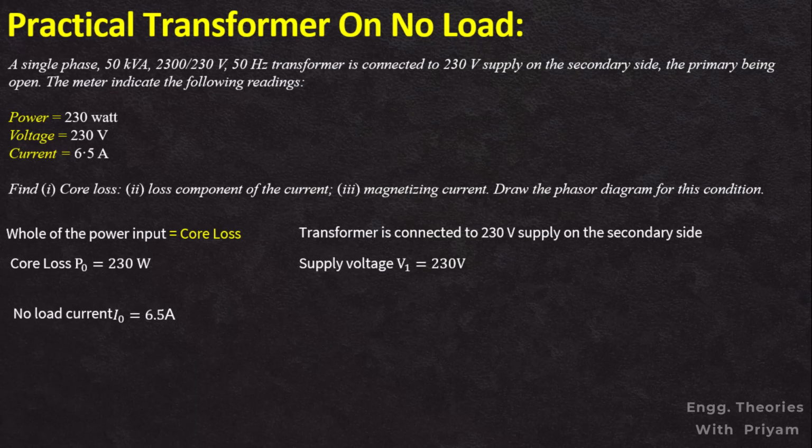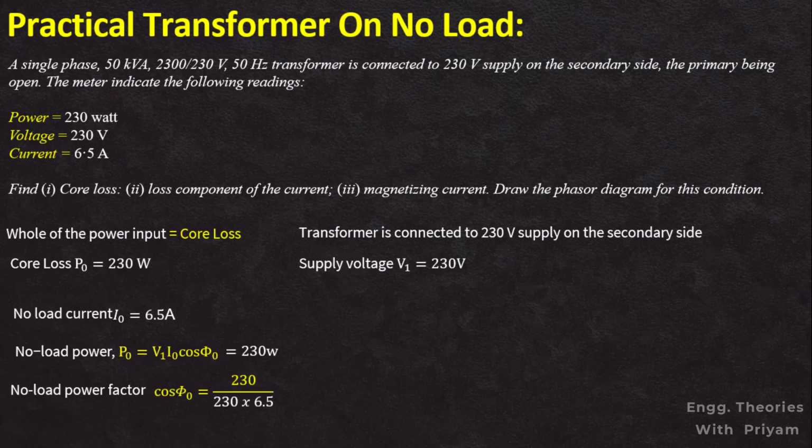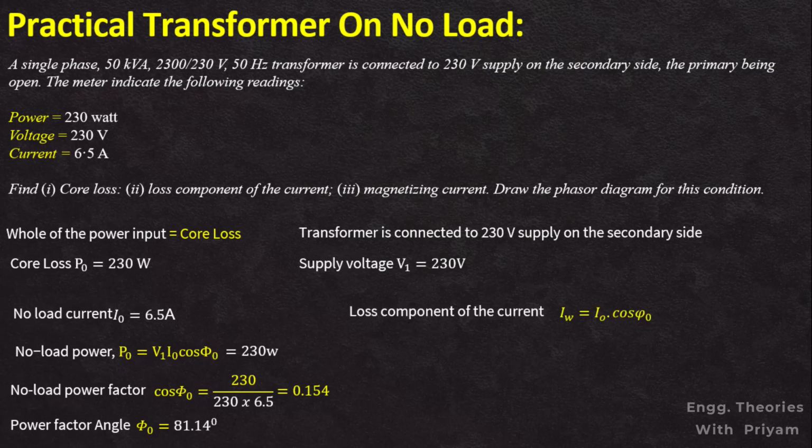So we know that the no load power P naught is equal to V1 I naught cos phi naught, which will be equal to 230 watt, and it is also equal to the core loss, from where we can calculate the no load power factor cos phi naught as 230 divided by 230 into 6.5, which will result in 0.154, and from where we can calculate the power factor angle phi naught as 81.14 degree. We know that the loss component of the current IW is equal to I naught cos phi naught.